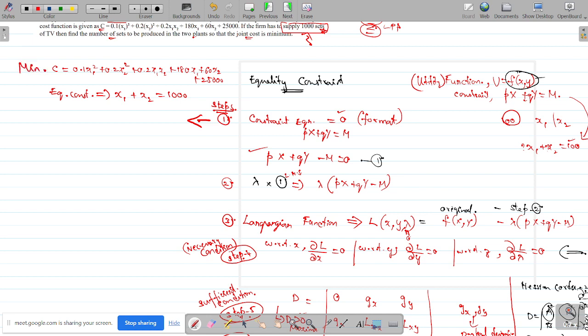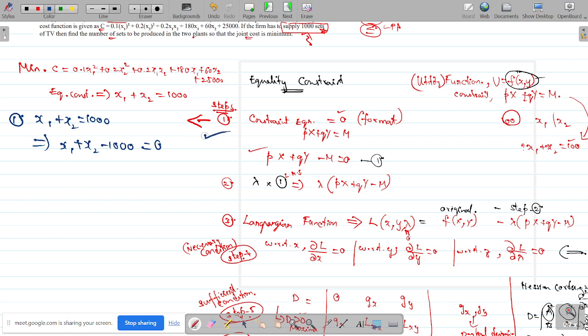So minimization will be the objective. So now I'll go for step 1, equating the constraint function to 0. So probably for convenience sake, I'll change the color so that you can easily differentiate it. So step 1, constraint equation to 0. So x1 plus x2 is equal to 1000. Now it happens to be x1 plus x2 minus 1000 equal to 0. So first step over. Now second step.